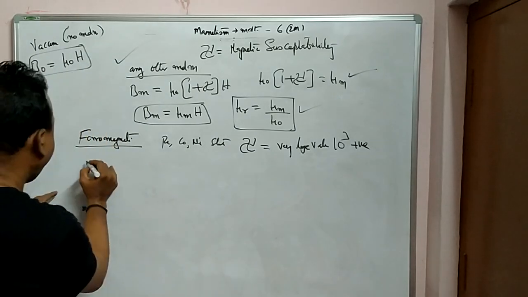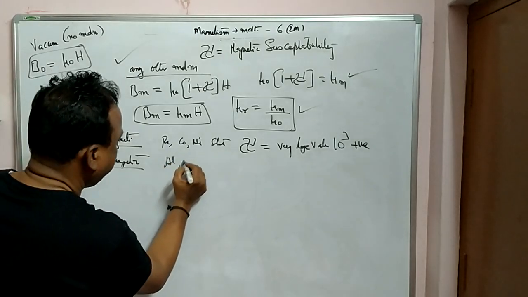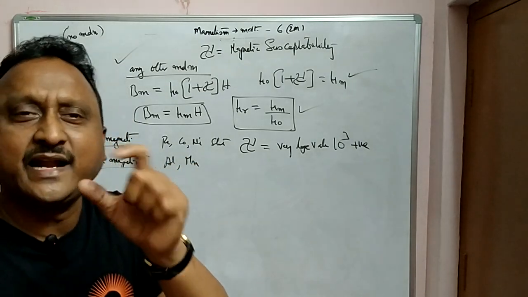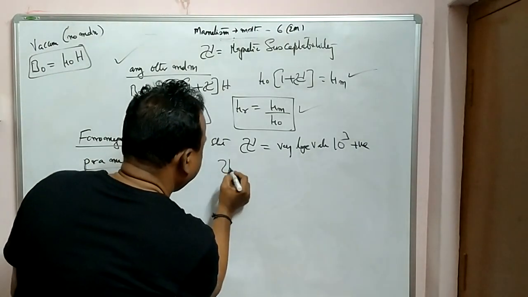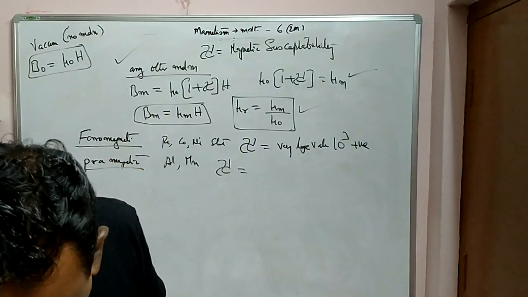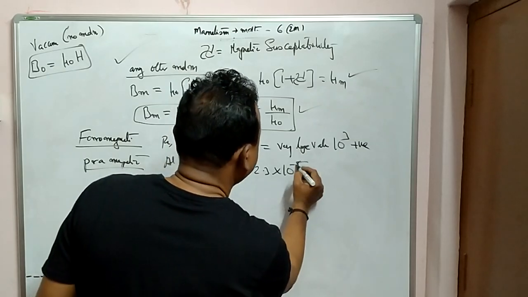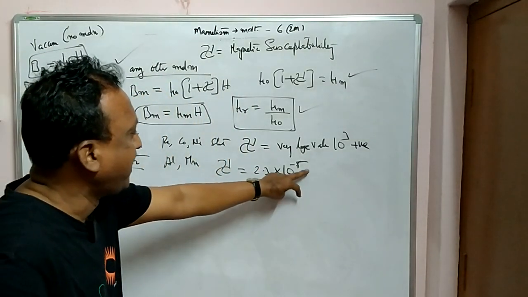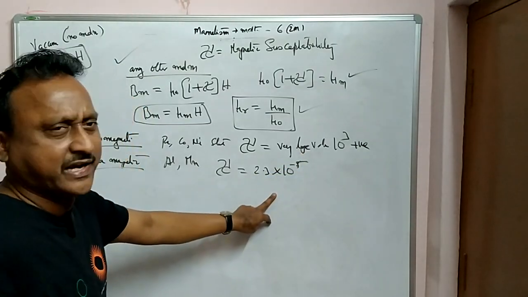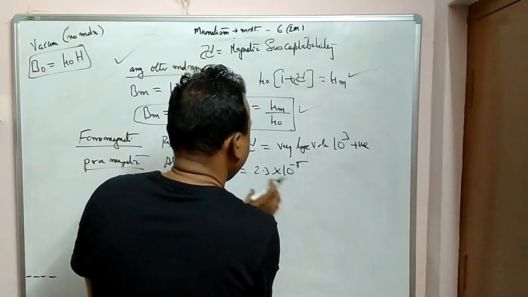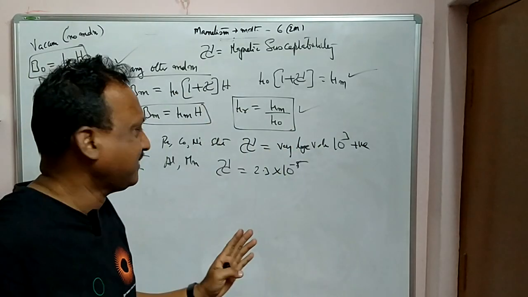And for paramagnetic substances, para, like aluminium, manganese, etc., these are feebly attracted by the magnetic particles. Here the zeta or psi value is around 2.3 into 10 power minus 5, with a positive value. It is much smaller than ferro. So around 0.000 something will be getting for para.